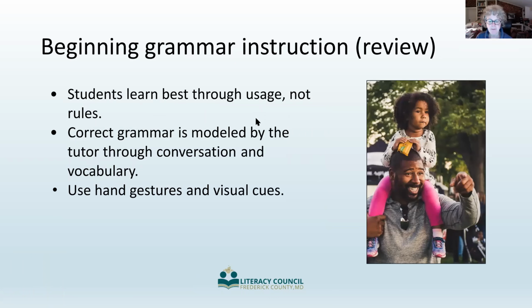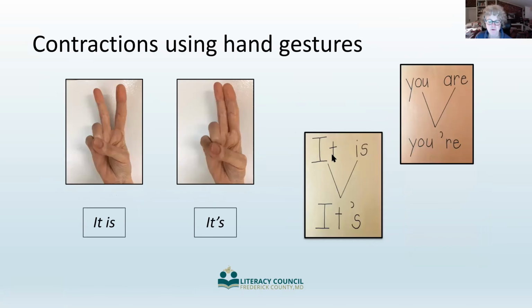So let's recap. We all learn grammar as it's modeled for us. Most native speakers communicate with correct grammar long before they get formal instruction in grammar in school, assuming that they're listening to people speak and they learn to talk with people who use correct grammar, of course. The ESL student also learns the correct grammar of English by repeated usage, not by learning specific grammar rules.